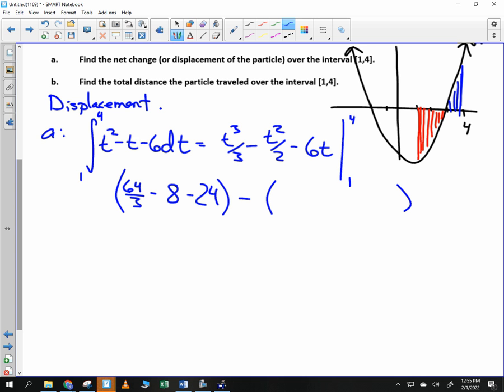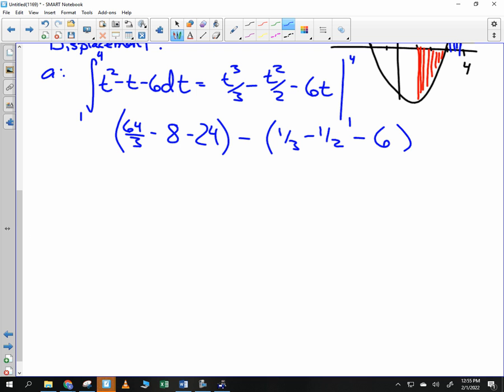It seems like about every other year I make a mistake on this problem, so please check my arithmetic. Now plug in 1 and we get 1/3 minus a half minus 6. Sometimes, as you started to figure out working through the fundamental theorem of calculus part 2 in the last unit, you can do things like this. 64 over 3 minus 1 over 3 is 63 over 3. What's 63 over 3? Very good, 21.